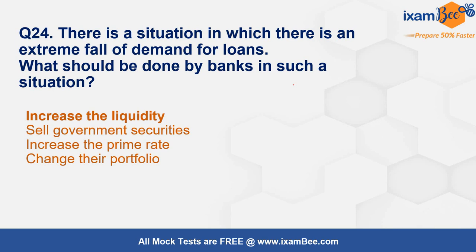Next question was that in a situation where there is an extreme fall of demand for loans, what should be done by banks in such a situation? So in that case, your liquidity should rise, and other options were sell government securities, increase the prime rate, or change the portfolio. So appropriate seems to be that the liquidity should rise in that case.